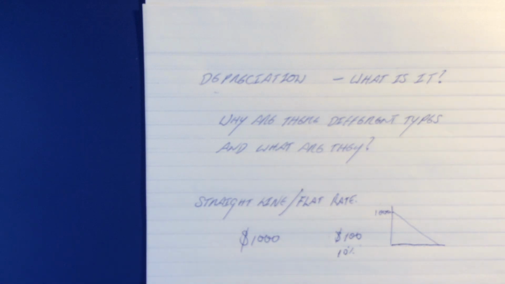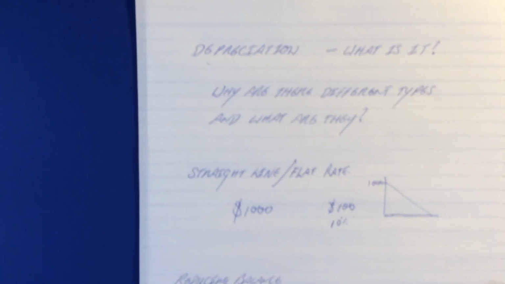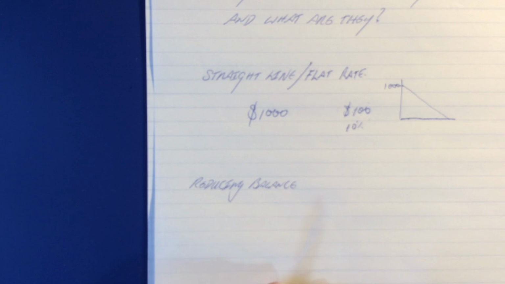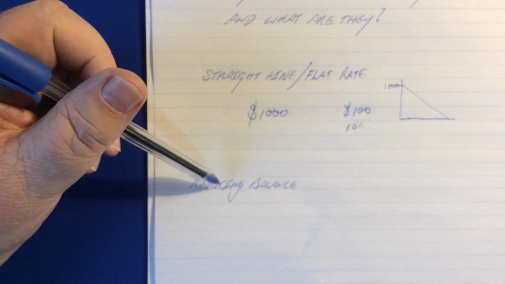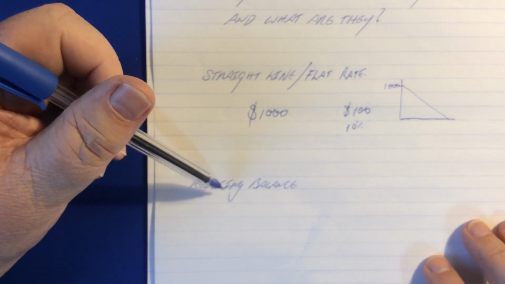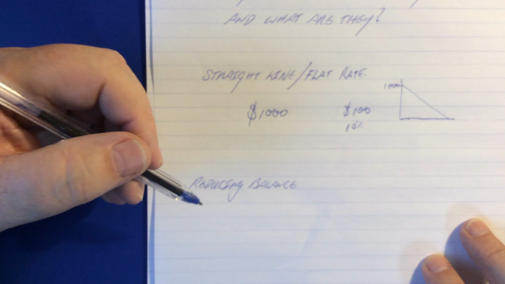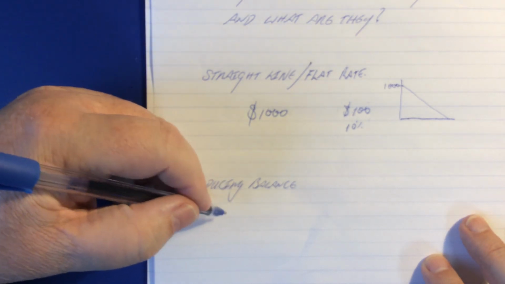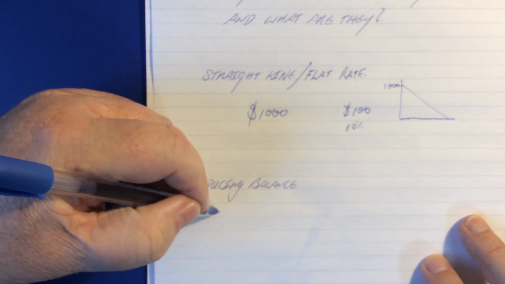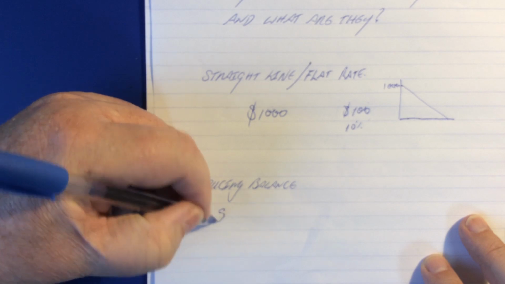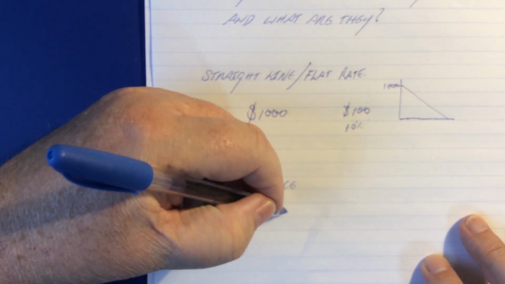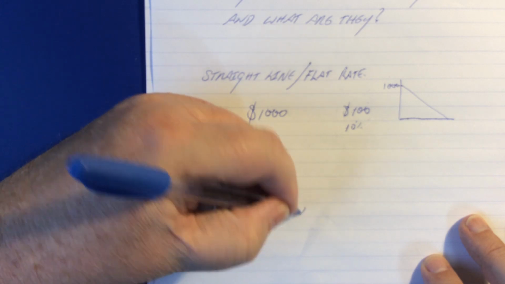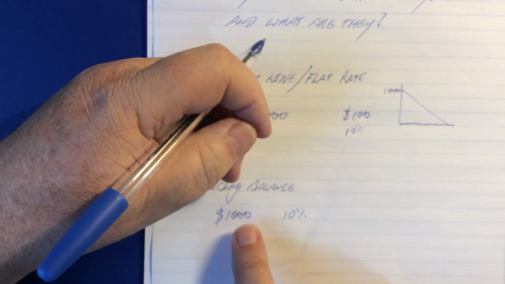Now, the next one that you will come across is reducing balance. And for the physicists and chemists amongst you, this is the decay that you're familiar with. And it's normally expressed in financial terms as a percentage. And let's take our $1,000 asset again and say that every year 10% is going to be taken off the value of this.